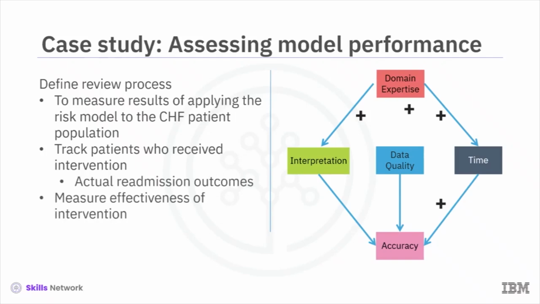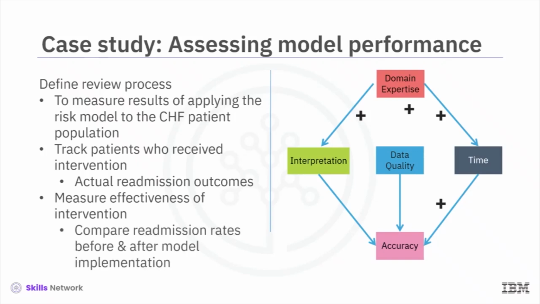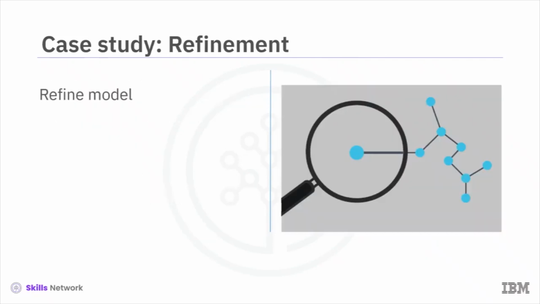For ethical reasons, congestive heart failure patients would not be split into control and treatment groups. Instead, readmission rates would be compared before and after the implementation of the model to measure its impact. After the deployment and feedback stages, the impact of the intervention program on readmission rates would be reviewed after the first year of its implementation.